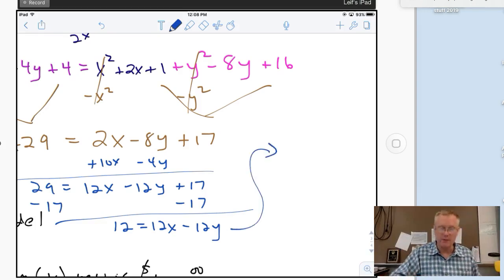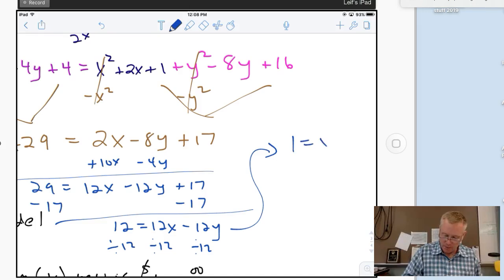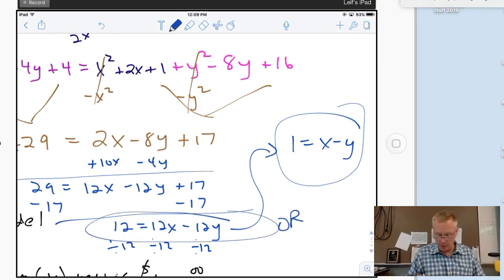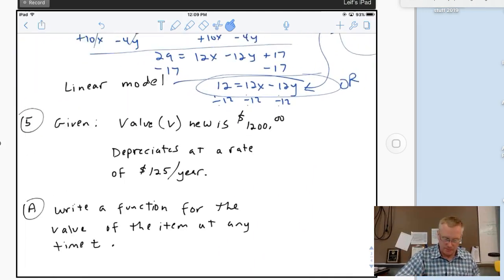Or, what's even better is if I divide all those by 12, I get 1 equals x minus y. That's really the best answer. But if you give me that one, I'll take that one too. But I would prefer the other one. All right. So that was that one. Next problem.